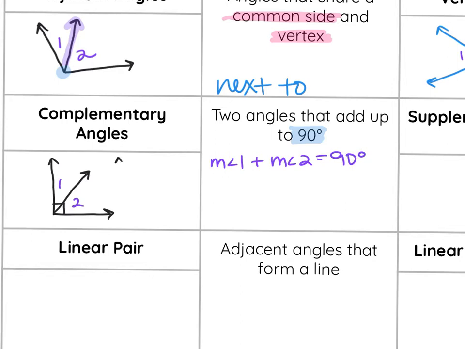However, these do not have to be adjacent. So this one could be, let's say, 47 degrees, and then this one is maybe 43. Together, those still add up to 90 degrees, but they do not share a side. The difference is that the adjacent ones have this side in common. Although these look like they're next to each other, they're not actually touching. They could be anywhere on your page, and as long as the 2 numbers add up to 90, we're good for complementary angles.